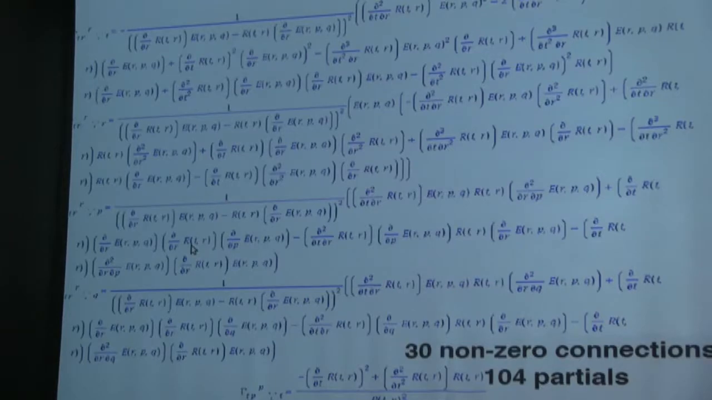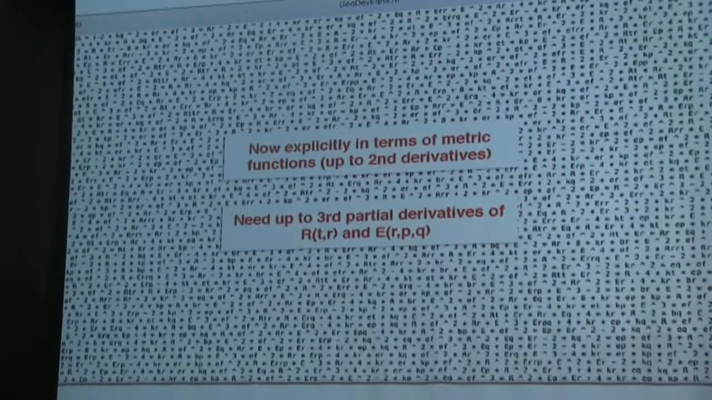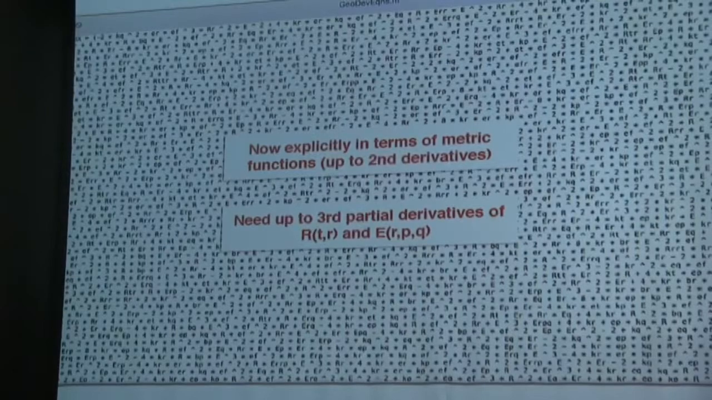So we symbolically simplify the geodesic deviation equation in Maple. We substitute all these in and expand out the contractions, and then you get this. Now this is in fact just one component of the geodesic deviation equation, but it's now explicitly written in terms of the metric functions, up to second derivatives of the metric functions, because we've got partial derivatives of the Christoffel symbols.